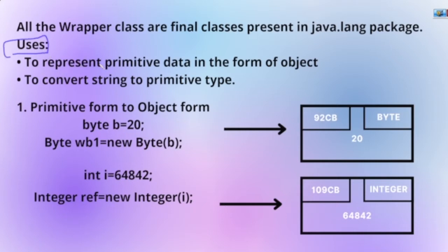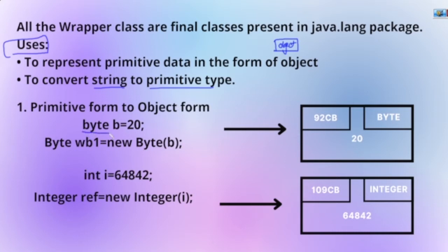These are used to represent a primitive data type in the form of an object, and to convert a string to the primitive types. If you have an integer or a floating number or any other data type which you want to convert into an object, or if you want to show that a particular thing is an object, then we are going to use these wrapper classes. And to convert a string to a primitive data type, we also use these wrapper classes. So let us see the first one, primitive form to object form.